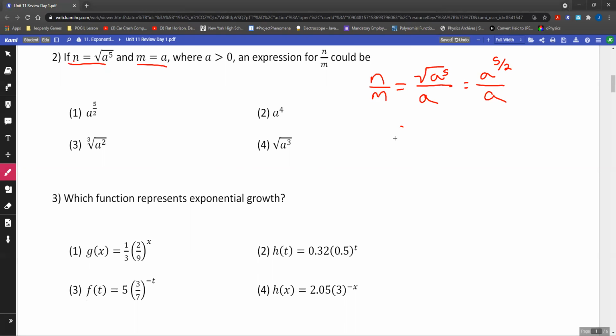I can subtract the exponents. Remember, because there's nothing here, that's assumed to be 1. So 5 over 2 minus 1. If you plug that into the calculator, this gets you a to the 3/2. From here, the 2, once again, is a root, and the 3 remains as the power on a. So choice 4 is what n over m would equal.